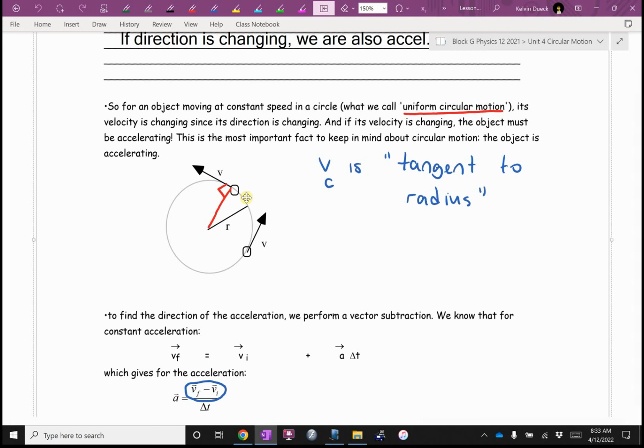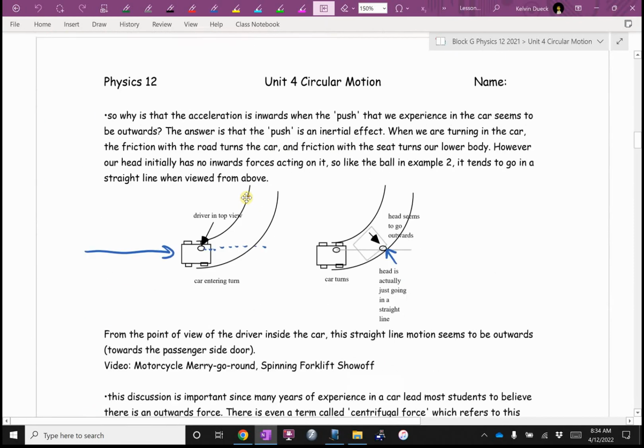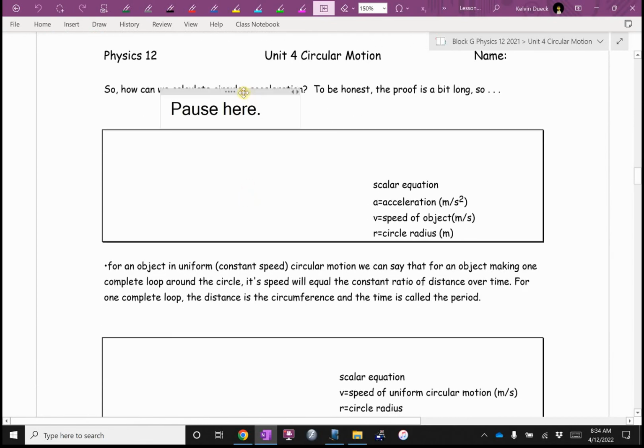And then I did a bunch of talking trying to convince you that although you're so used to thinking, when you're on a merry-go-round or an amusement park ride that's going in a circle, that you're getting forced outwards, you're not. There's no force pushing you outwards. That's just your own inertia wanting to keep going in a straight line at a steady speed. Instead, you're getting pushed inwards. You're accelerating inwards. We did some vector math to prove that. We looked at some interesting videos, but what we hadn't yet got to was the equations.